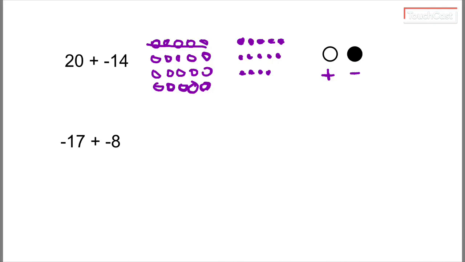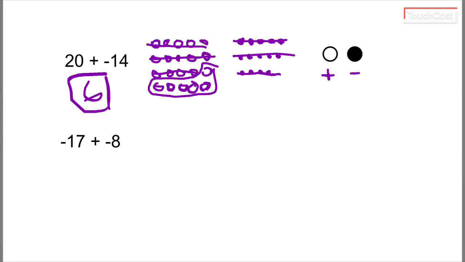So those 5 cancel out those 5, those 5 cancel out those 5, these 4 cancel out those 4. What we're left with is right here. Those never got canceled out by anything. There are 6 circles. They are unshaded. Therefore, our answer is positive 6.